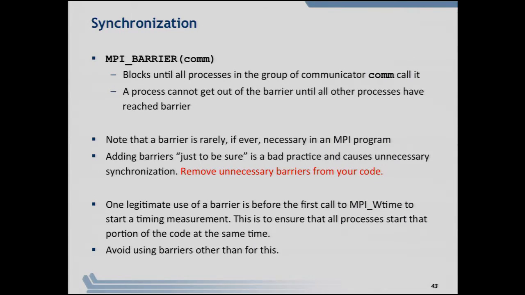So for synchronization, the collective operation is a barrier. And the definition of a barrier is that a process will not leave the barrier until all other processes have entered their barrier, have reached their barrier. So if you do an MPI_Barrier on MPI_COMM_WORLD, what that means is that no process can exit the barrier until all other processes have at least entered the barrier. So that becomes a synchronization point.